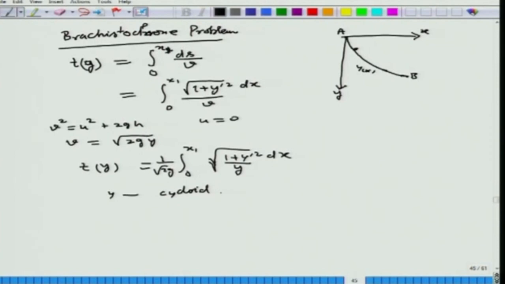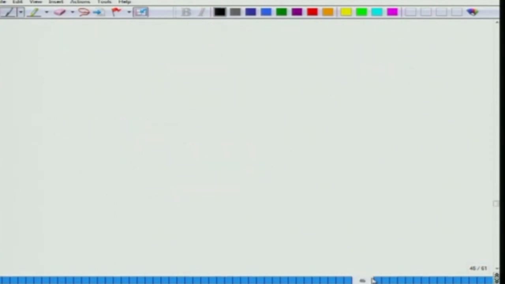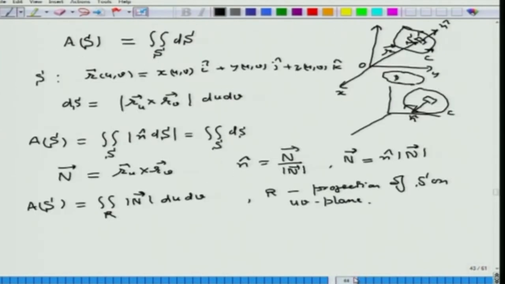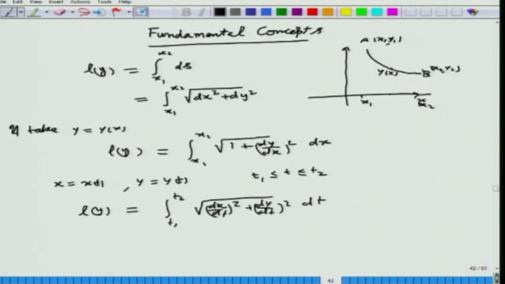The other one is the problem of geodesics. This is the generalization of this problem. Here in this we have the plane surface, the plane x y, and there are two points, and we want to find the minimal length joining these two points, and we see that in this case the answer will be a straight line.